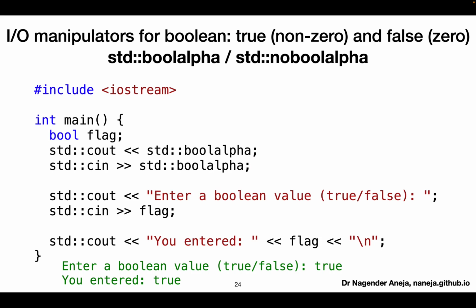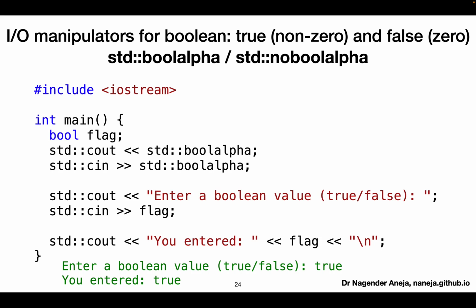And if you want 0 or 1, or 0 or non-zero values, to be used in your code, you can say std::cout << std::noboolalpha. In between you can also change your code. You can say std::noboolalpha on cout or std::noboolalpha on cin.